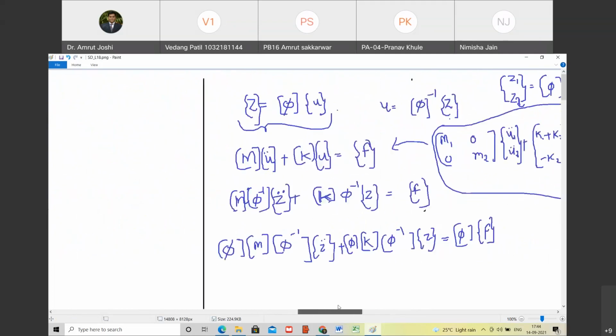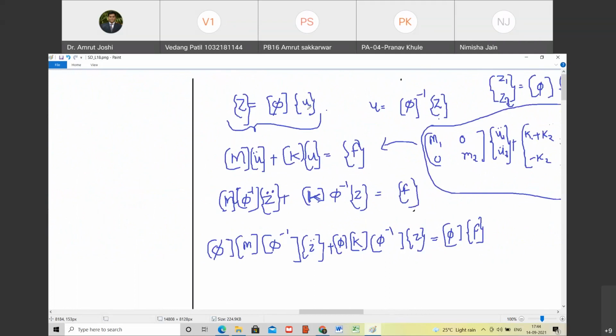Yes. If I make that substitution, Z is equal to phi times U, what is U? U is equal to phi inverse Z. Agreed? Yes, sir. Right. I multiplied both sides by phi inverse. If I multiply the left hand side by phi inverse, I get phi inverse Z. If I multiply the right hand side by phi inverse, I get phi inverse phi into U. But phi inverse phi is I, and I into U is U. Do you agree with me? Yes, sir. So therefore, I get U is equal to phi inverse Z. Do you agree with me?